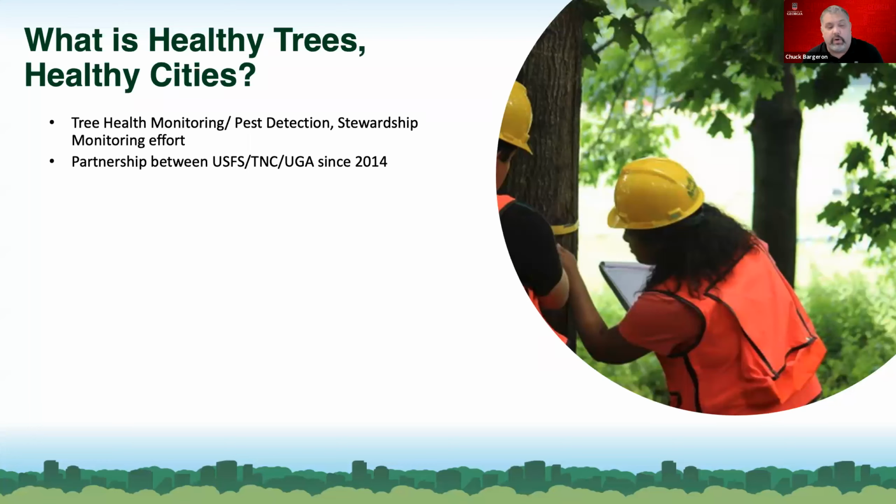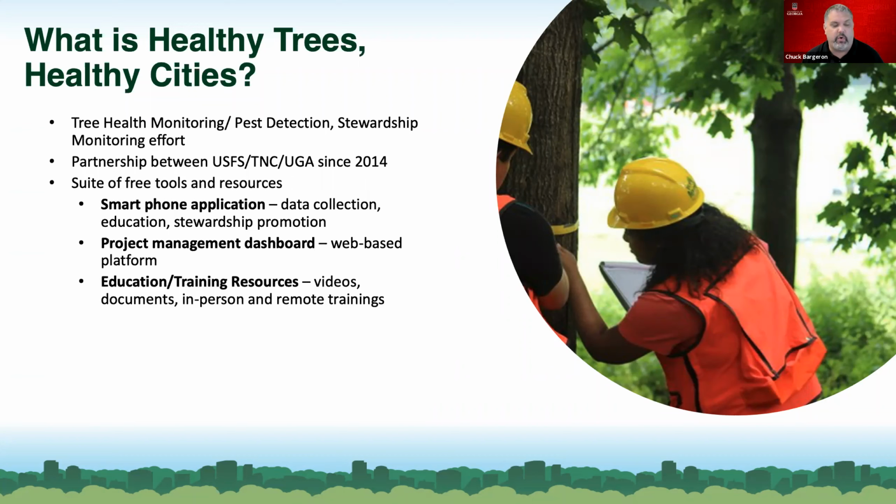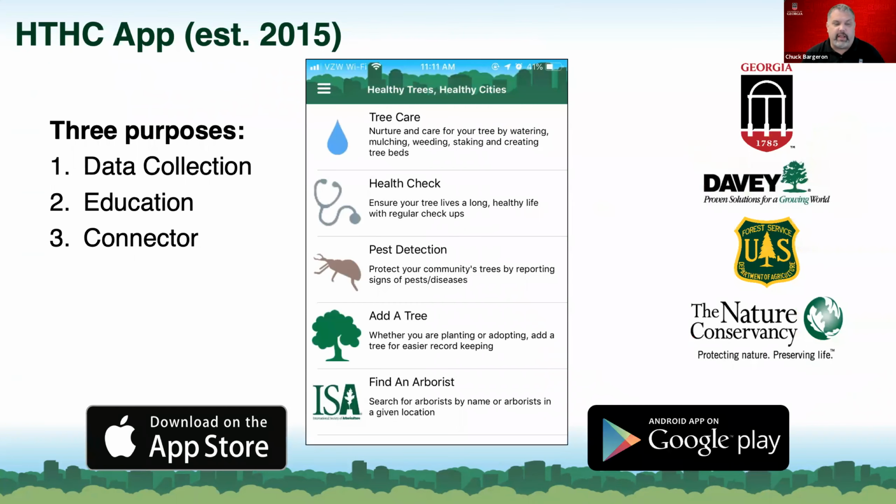So it started in 2014 with the concept of tree health monitoring and pest detection, as well as promoting stewardship and monitoring. It starts with the Healthy Trees, Healthy Cities smartphone app, as well as a project-based dashboard and a lot of educational and training resources. There are different groups working on all this data, and there were some pilot projects. Here's what the app looks like.